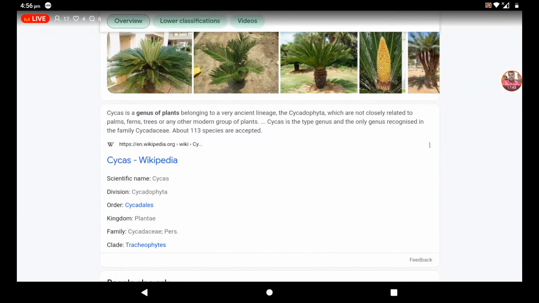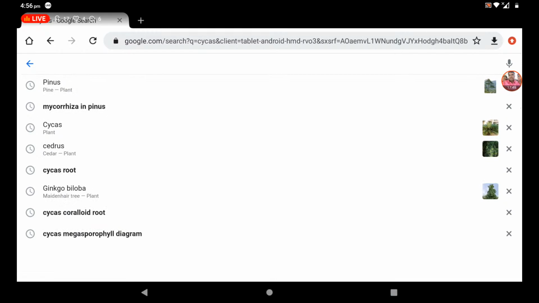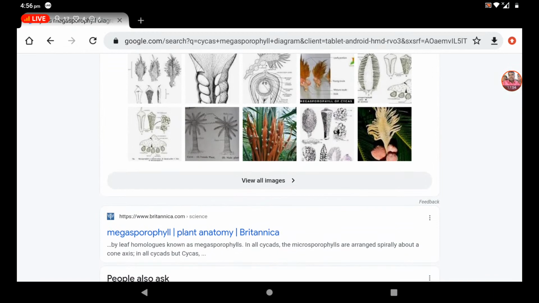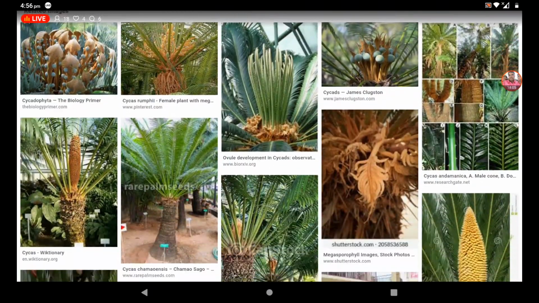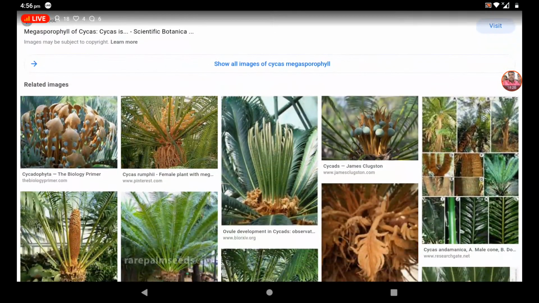And if we take one megasporangium of Cycas, each one is a megasporophyll. So you are finding this, see. Now the female cone which has those megasporangiums, megasporangiums are found. If we take a full screen, then we can observe exactly how that megasporangium is.